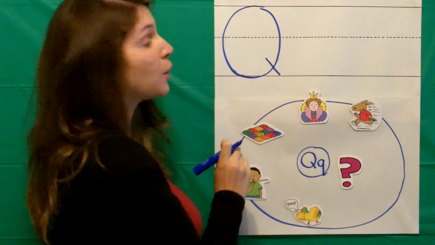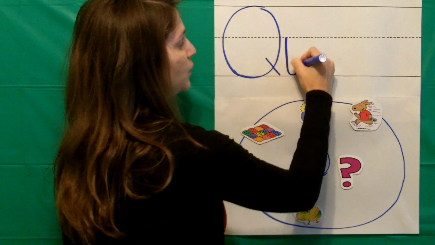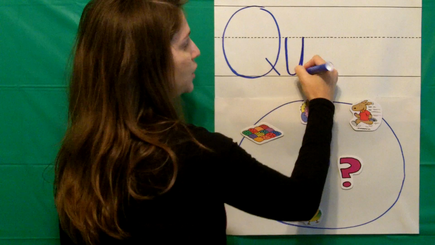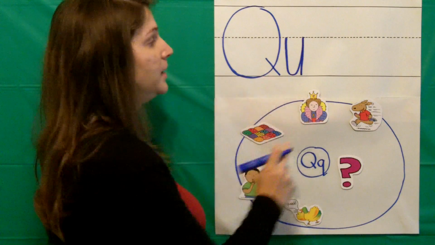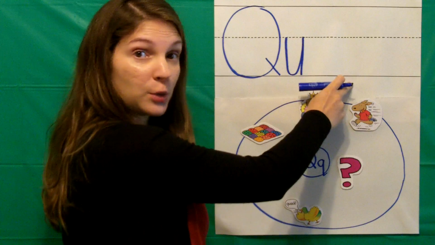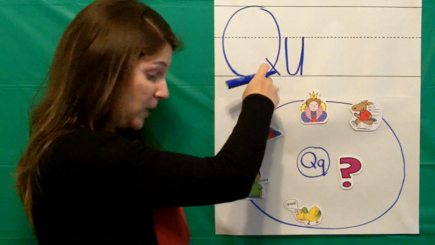Q makes qu, but it always goes together with a U. So I'm going to print a U right next to the Q. Okay, so this makes the sound qu. Now let's move on to our lowercase q. This is our capital Q. We can pretend that this is a queen.